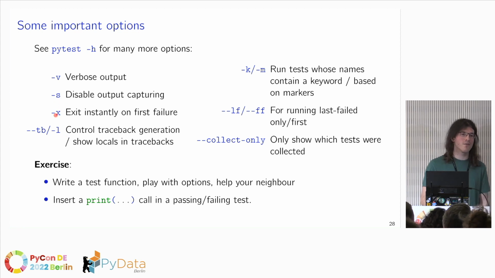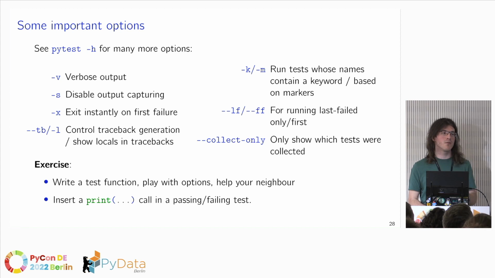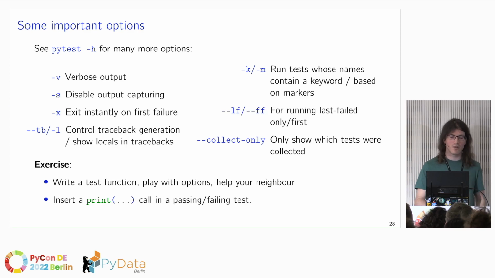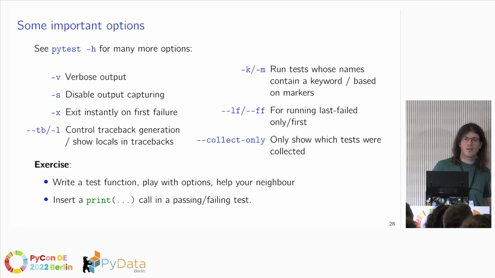-x to exit on the first failure. So if you have maybe 20 failing tests after a refactoring or so, and you want to take things a little bit slower and just start looking at one of them. You can filter tests using -k or -m by name or by markers. We'll get to that in a minute. You can tell it to run the last failed tests again. So if some test fails and you're rerunning PyTest again with --lf, it will only run the tests which failed last round.